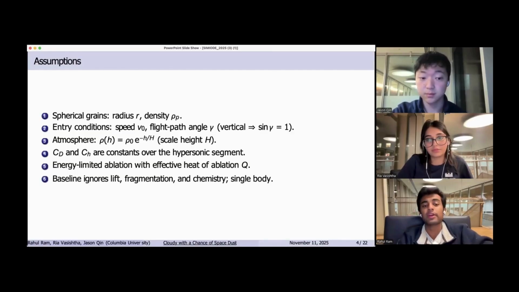Finally, we ignore lift, fragmentation, and chemistry. Just one body falling cleanly. Each of these keeps the equation solvable while keeping the physics realistic. All of these choices give us a first-order model, simple enough to solve, but still captures what's really happening.